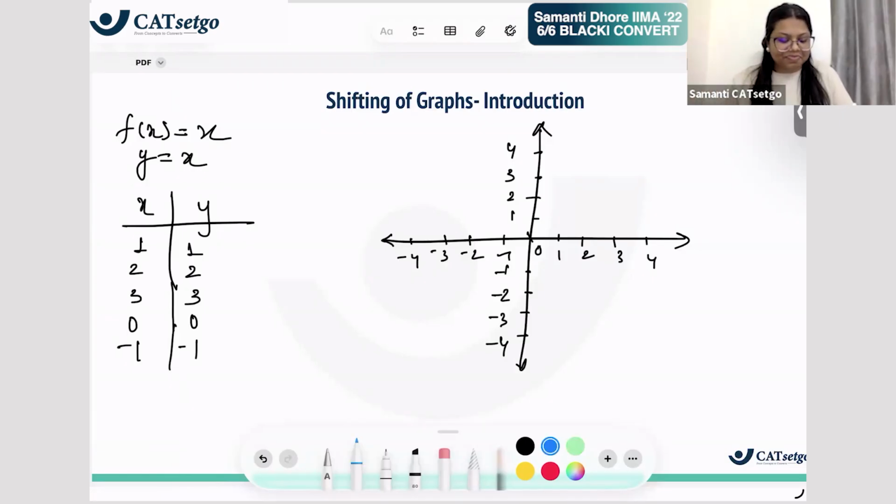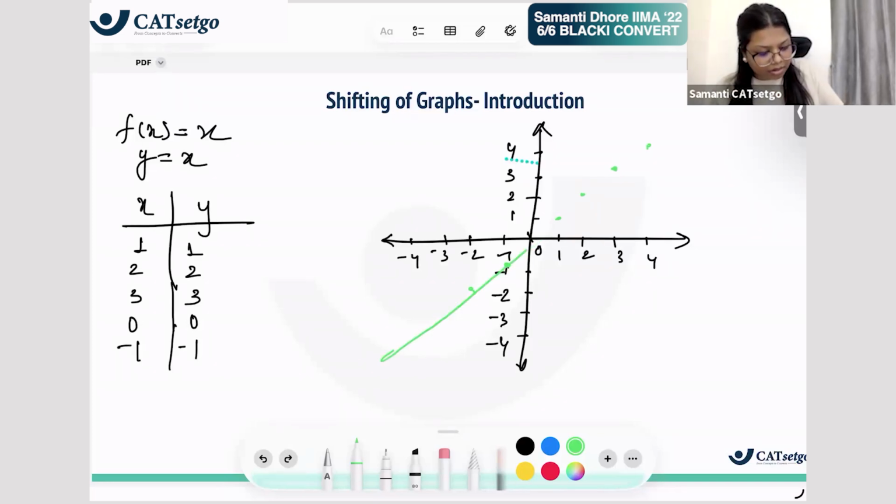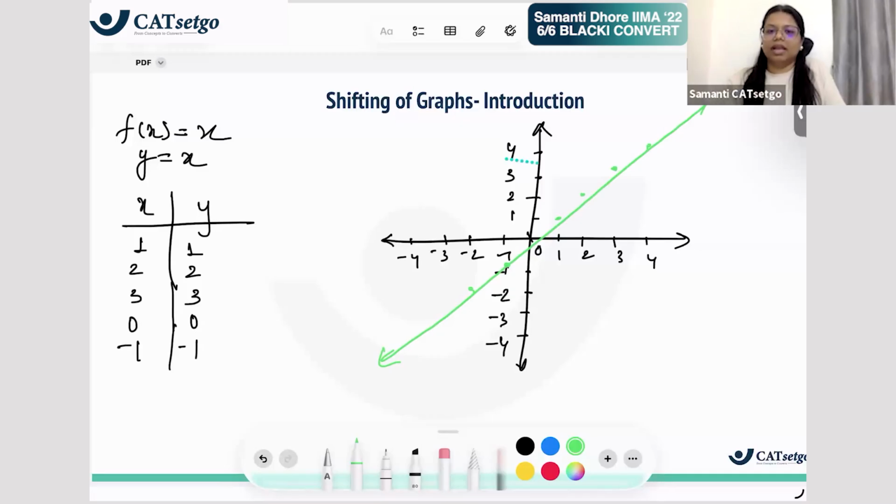Okay. Anyways, so how are we going to plot this? Back to this, how are we going to plot it? 1 and 1 is plotted, 2 and 2 is plotted. When x is 3, y is 3. When x is 4, y is 4, and when x is -1, y is -1, -2 is -2, and so on, right? So we end up getting a straight line, right? This is our base graph. This is the graph for y is equal to x, right?